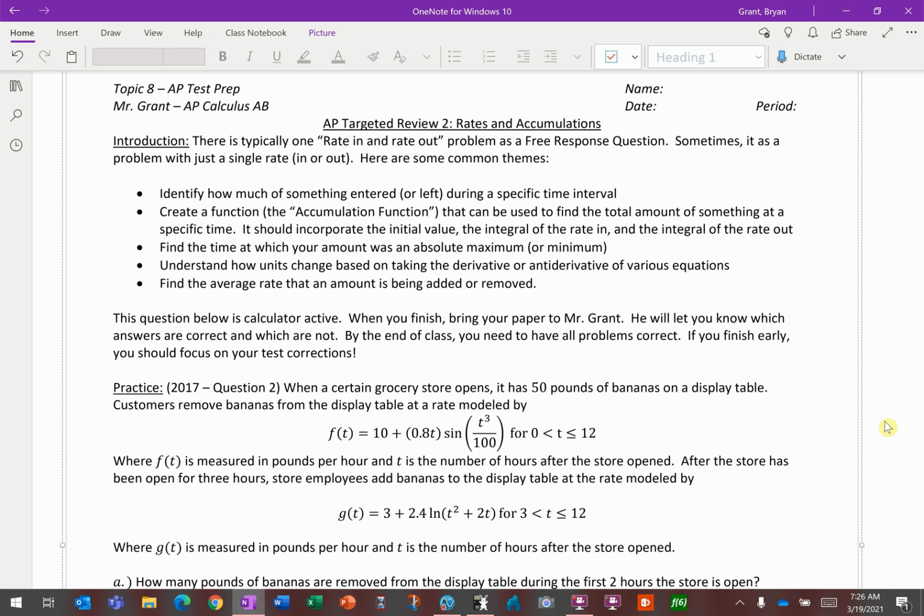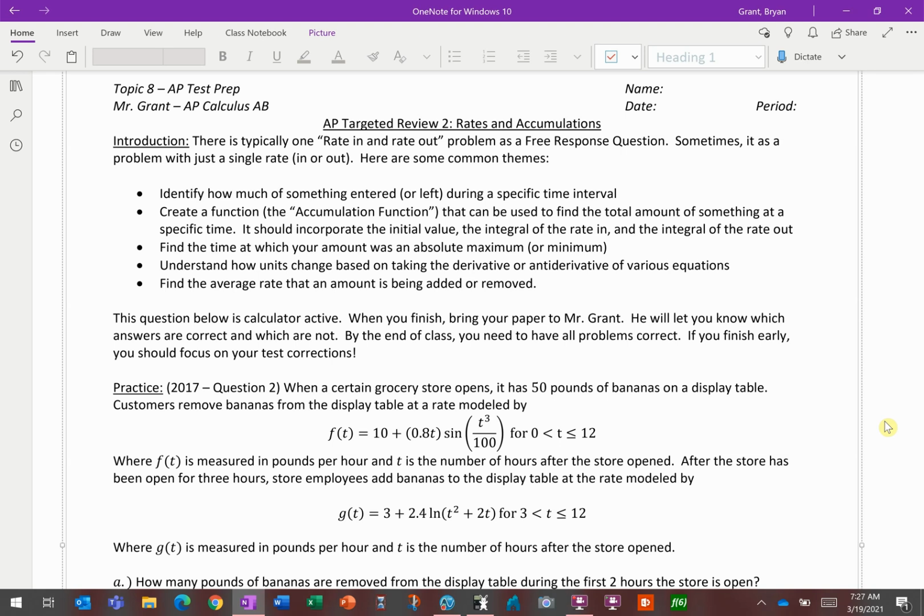I would bet pretty good money that somewhere along the line you're going to see a graph of f prime. We saw that for our first targeted review, and you're going to see a problem with a rate, usually comparing a rate in and a rate out. It'd be a weird year if you didn't have both of those. So these first two videos, make sure you're good with them.